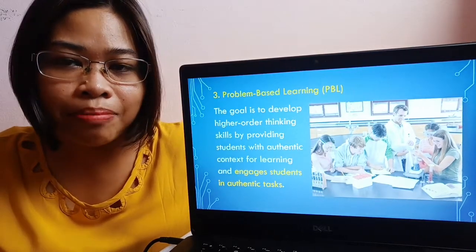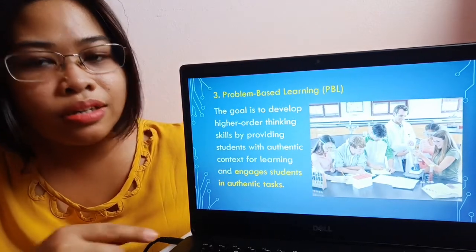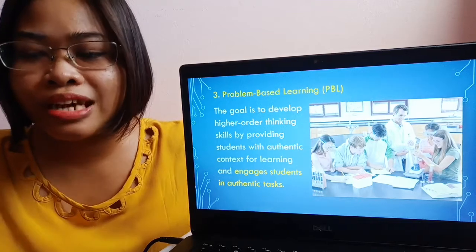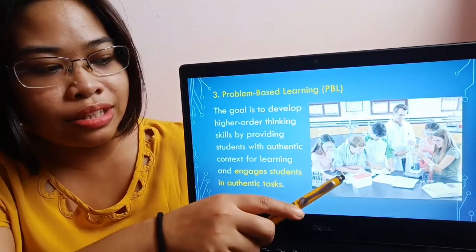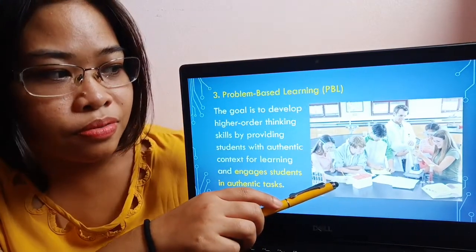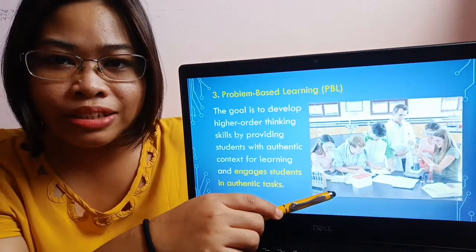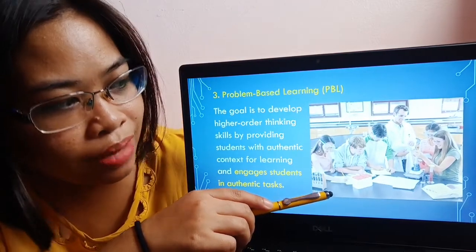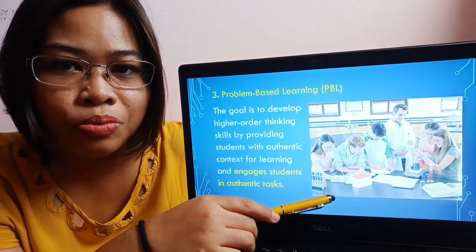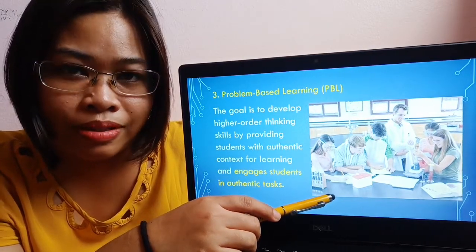And this is an example of the student engagement in authentic tasks, wherein they are being placed in a laboratory for them to have an experiment and learn.